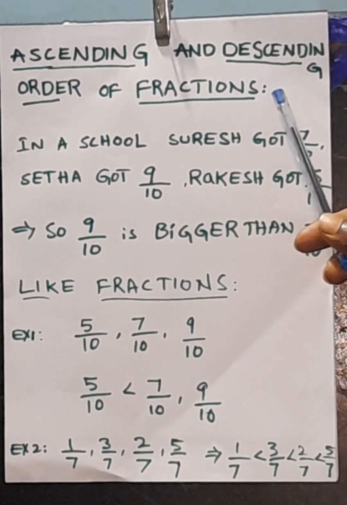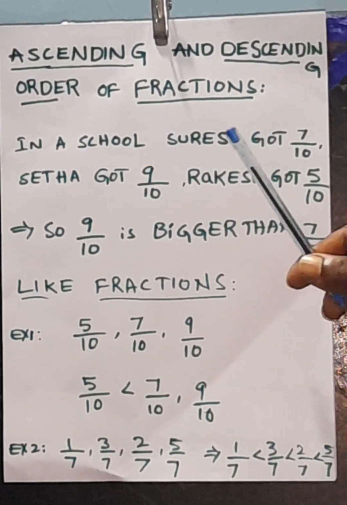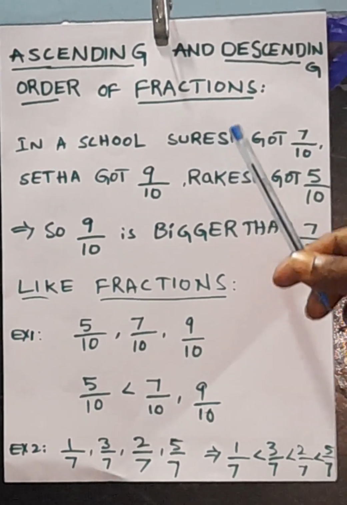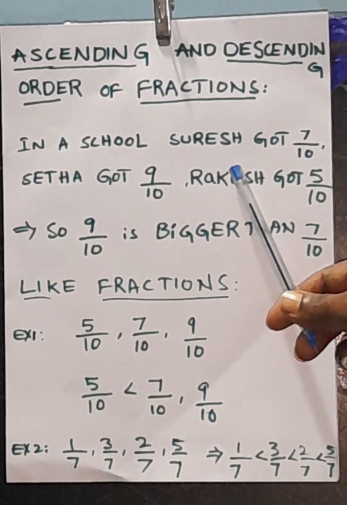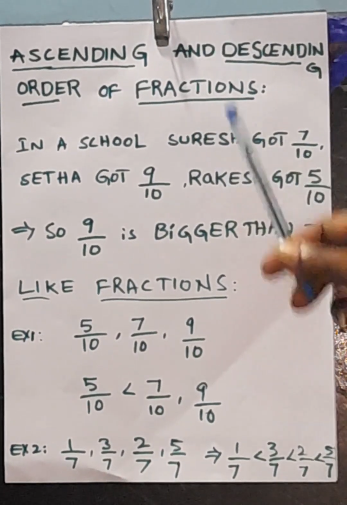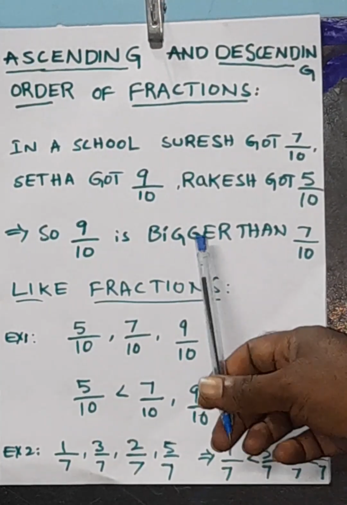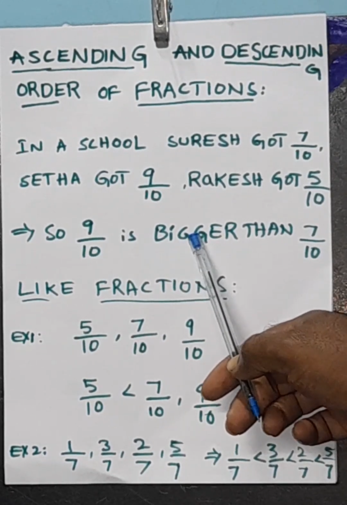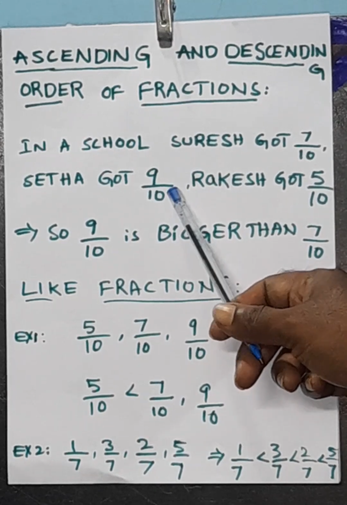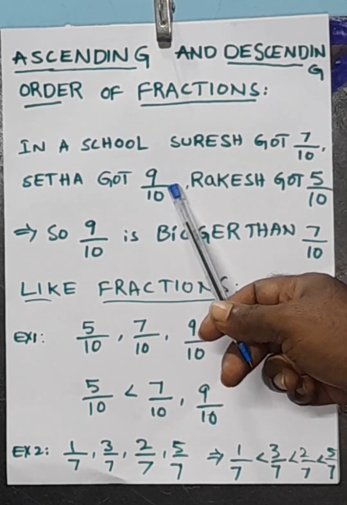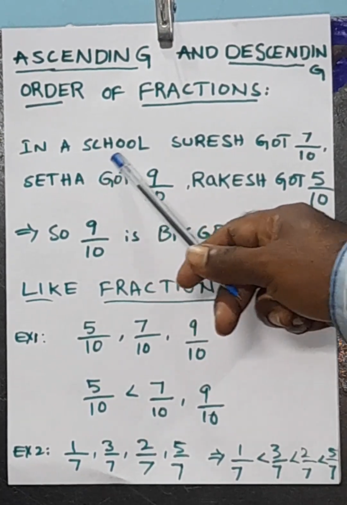In order to write an ascending order, first we need to find which fraction is bigger and which fraction is smaller. Then only we can write in ascending order. I am taking an example from real life in a school. We are writing exams and the teacher is giving the exam marks for the subject.